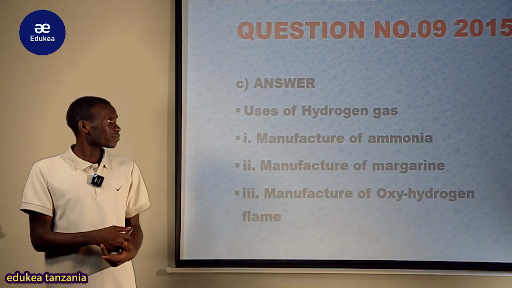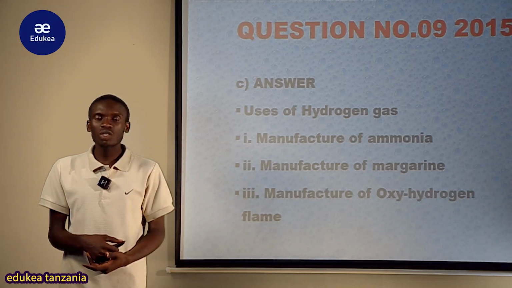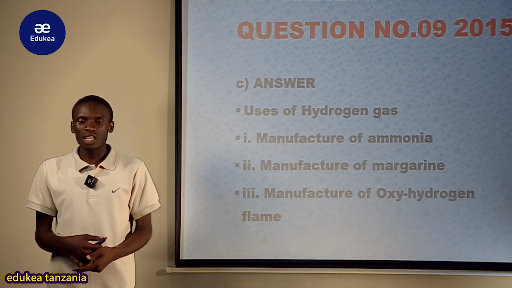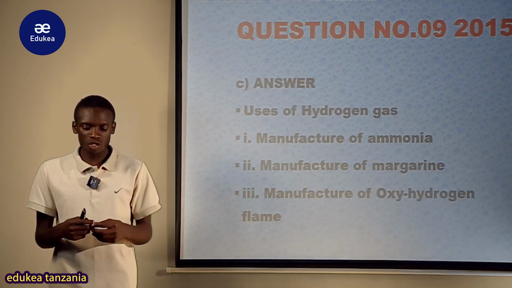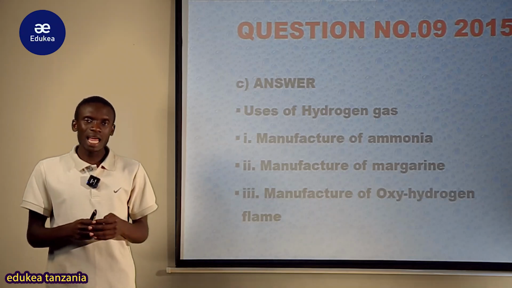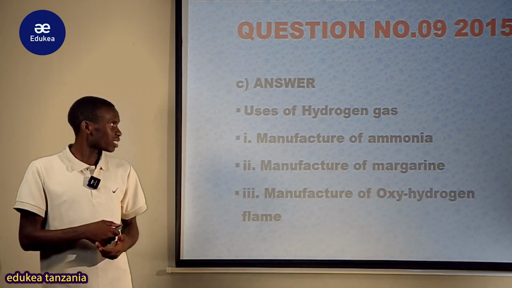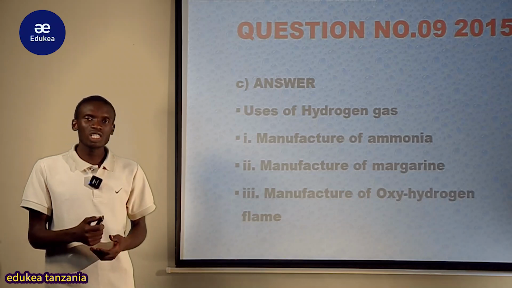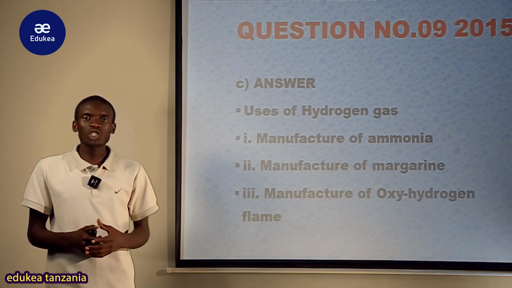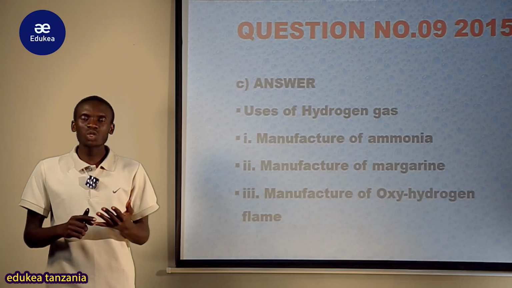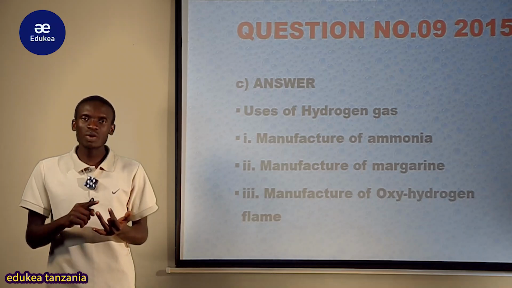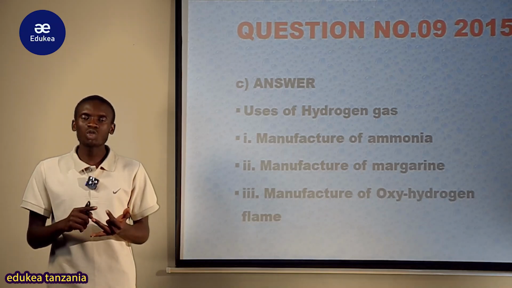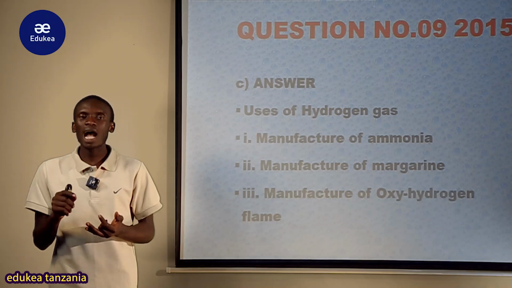And then the last question was to give the uses of hydrogen gas. There are many uses of hydrogen gas. Among those, hydrogen gas is used in the manufacture of ammonia, and the process is called the Haber process. When nitrogen reacts with hydrogen gas, it tends to produce ammonia gas, and the process is called the Haber process.